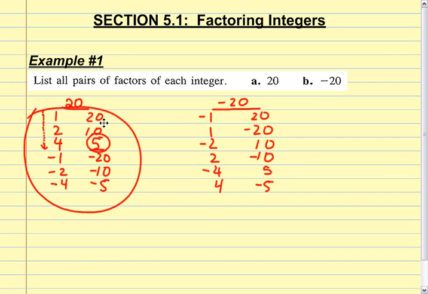All right. Now, these are all of the factors for negative 20. Excellent. Good job. Let's look at the next example.